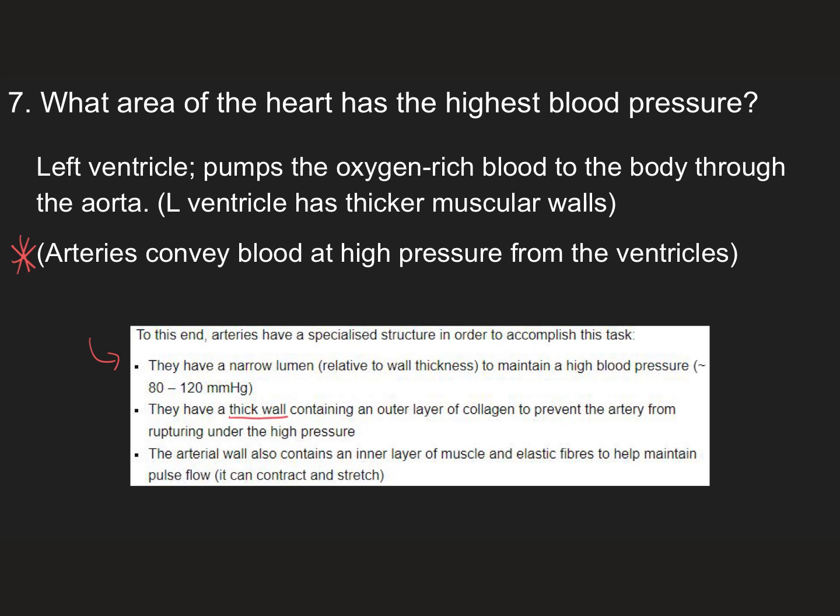They have a thick wall containing an outer layer of collagen to prevent the artery from rupturing. And then they have an inner layer of muscle and elastic fibers to help with the flow. This part, the specialized structure, is not as important to study, but you do need to know which area of the heart would have the highest blood pressure.